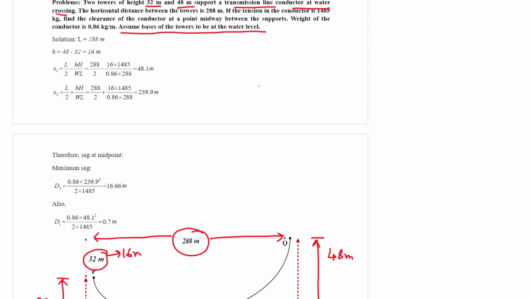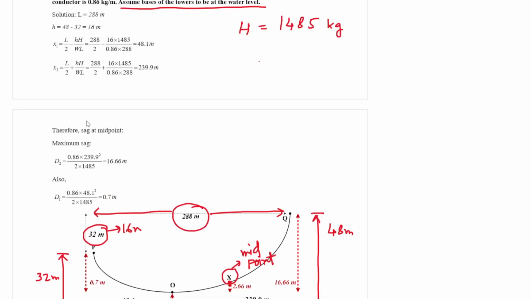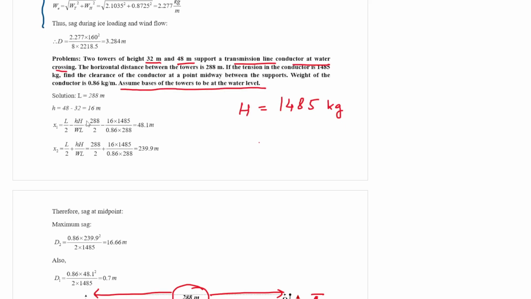Now next, coming to the data, if the tension in the conductor is 1485 kg, find the clearance of the conductor at a point midway between the supports. Let us say point X is the midpoint, although it is not to scale, but for the time being, please consider it. Weight of the conductor is 0.86 kg per meter.